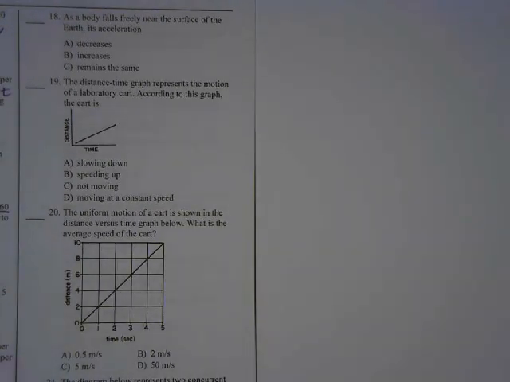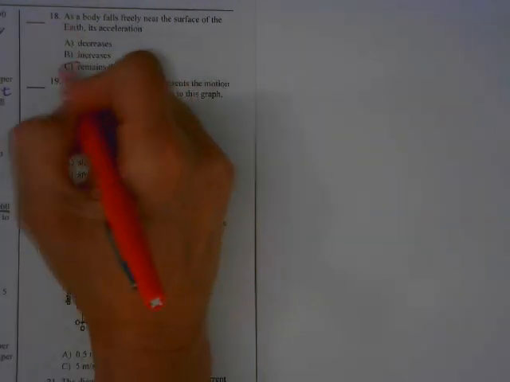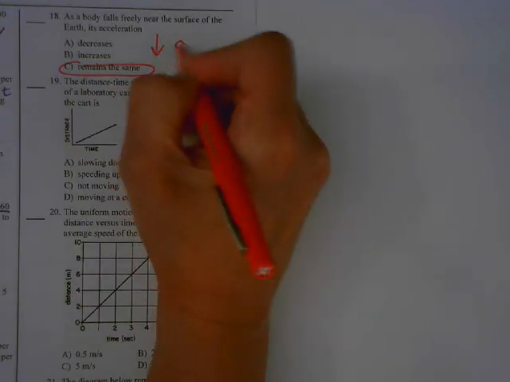All right, number 18. As a body falls freely near the surface of the earth, its acceleration remains the same because it's the acceleration due to gravity, little g.